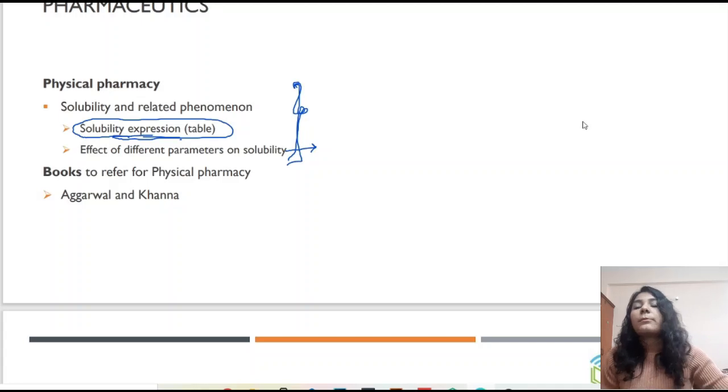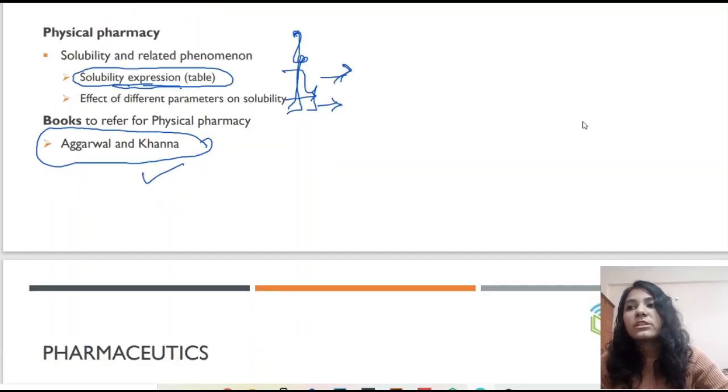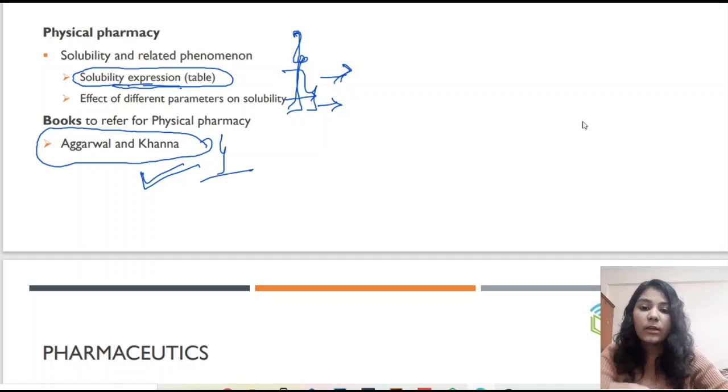I would recommend you to use this book, Physical Pharmacy by Agarwal and Khanna, and this is a very simplified book with very simplified language. It will help you a lot.